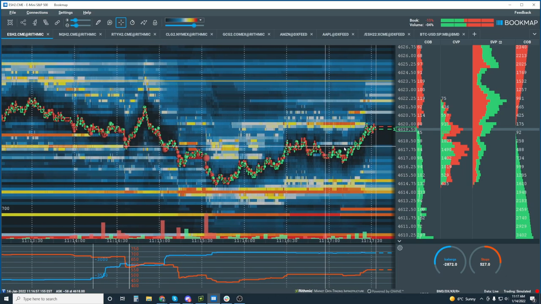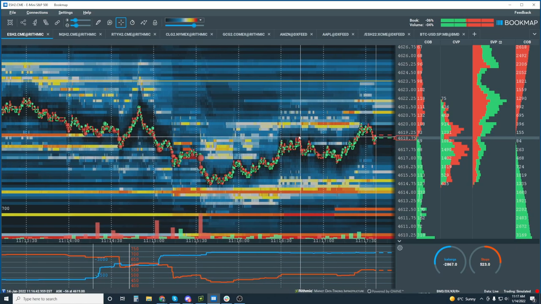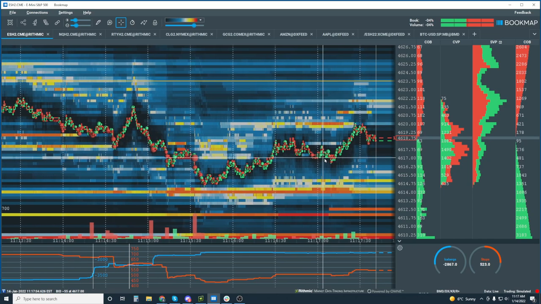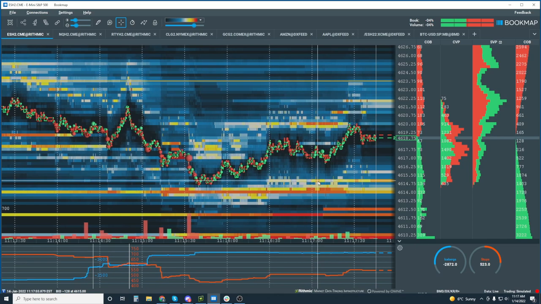Okay, so there's the move. However, it just doesn't look good. Exhausted here. Not much support on the bid, which means sellers in these areas can drive it down here very, very quickly.